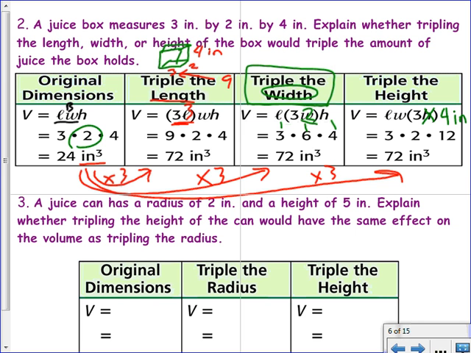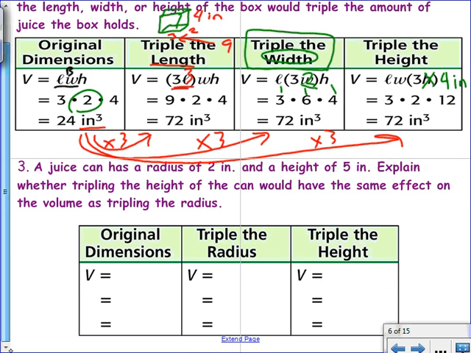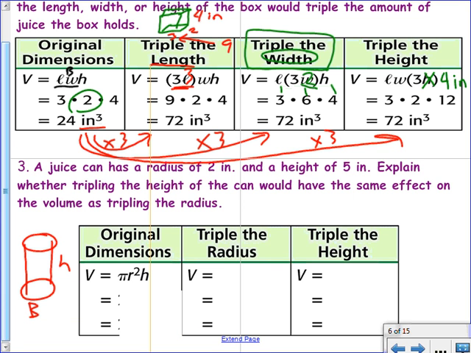The same is not true, however, of a juice can. A juice can, think about it, is a cylinder. So we have a different formula for a cylinder, even though the formula really is base times height. The base is a different shape, so our formula for volume is a little bit different. It is the area of a circle, pi r squared, times the height. Okay? So let's just put in our dimensions here.